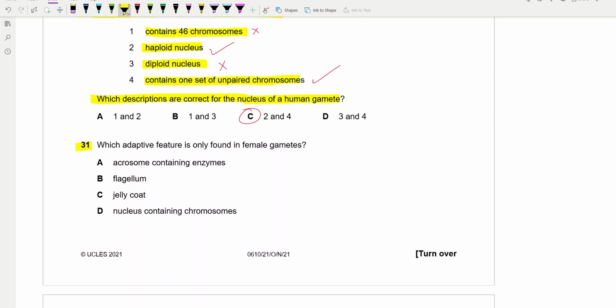Question number 31. Which adaptive feature is only found in female gametes? Option A, acrosomes containing enzymes. Option B, flagellum. Option C, jelly coat. Option D, nucleus containing chromosomes. So option A, B and D are wrong. So the correct option would be option C.